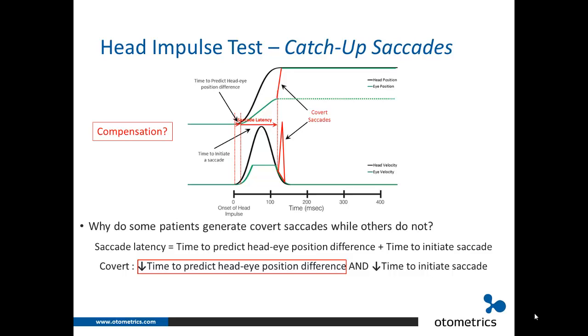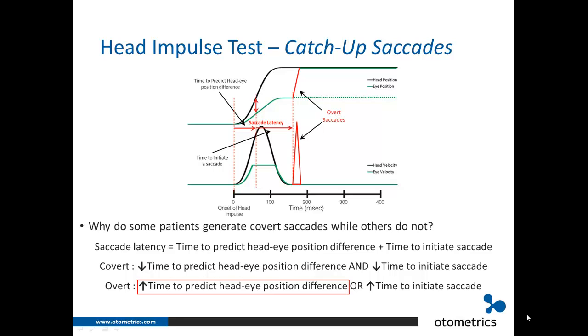But there are still a number of questions about this view. For example, some patients generate covert saccades within hours after the onset of the lesion. That seems to be too short of a time to achieve dynamic compensation. Also, some patients do not generate covert saccades regardless of how much time elapses since the onset of the lesion. Do these patients never compensate dynamically, or is there something else?